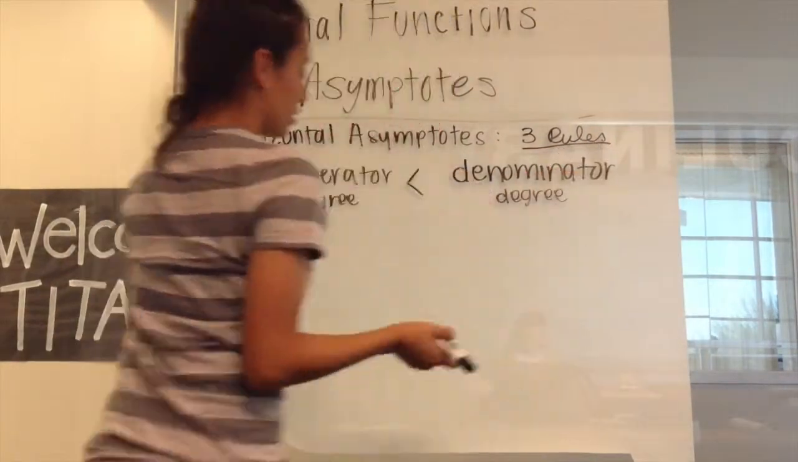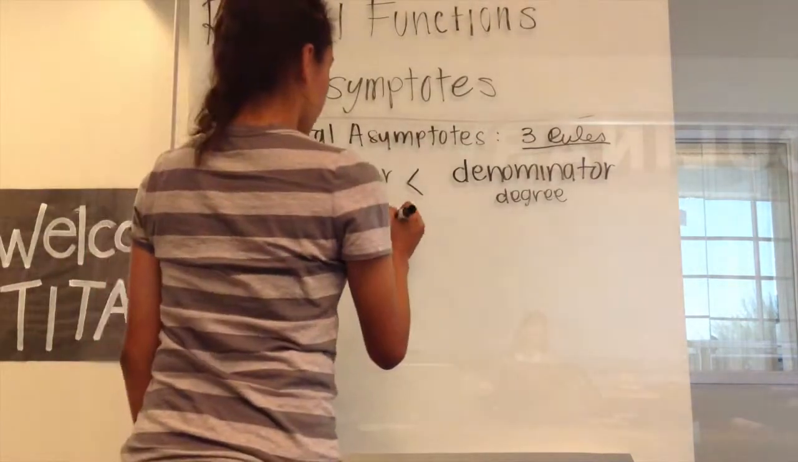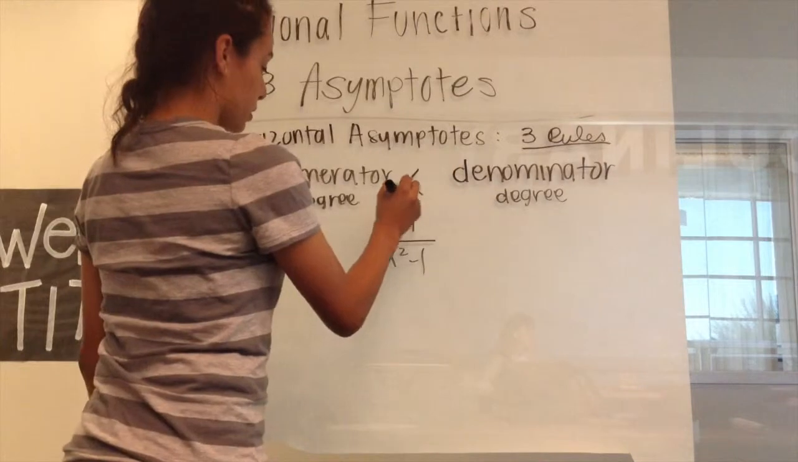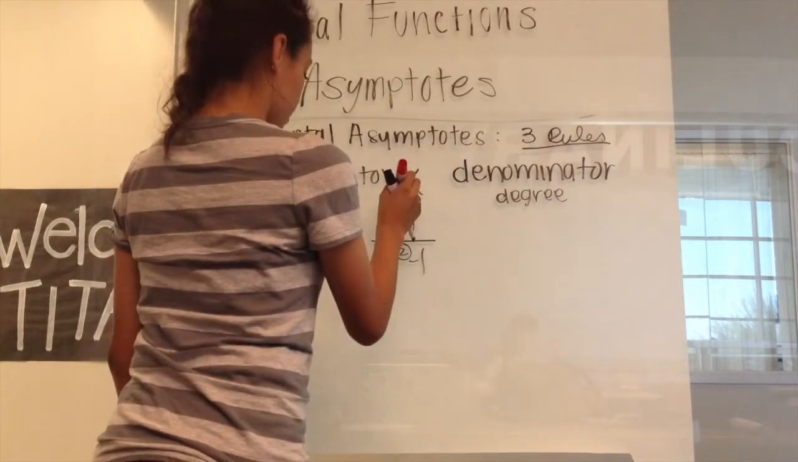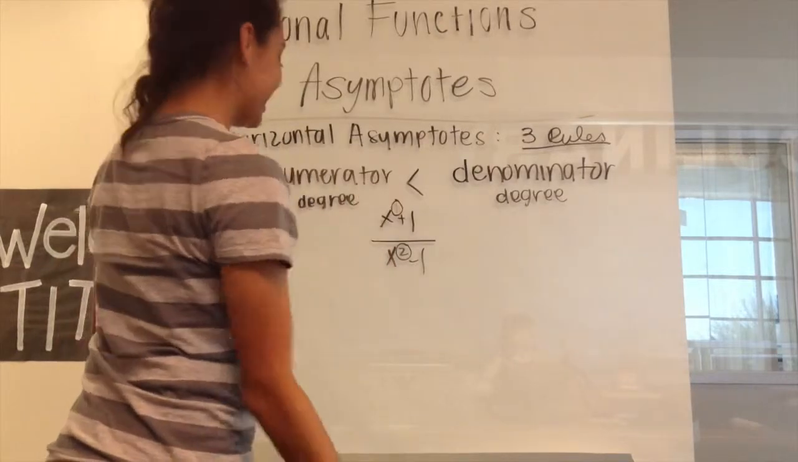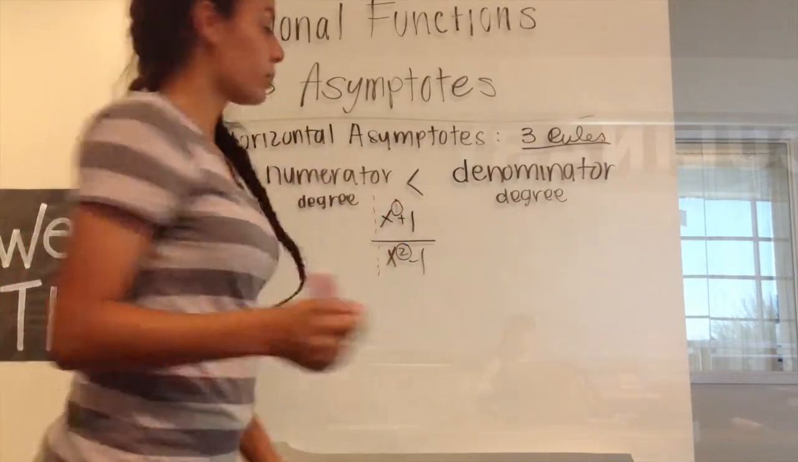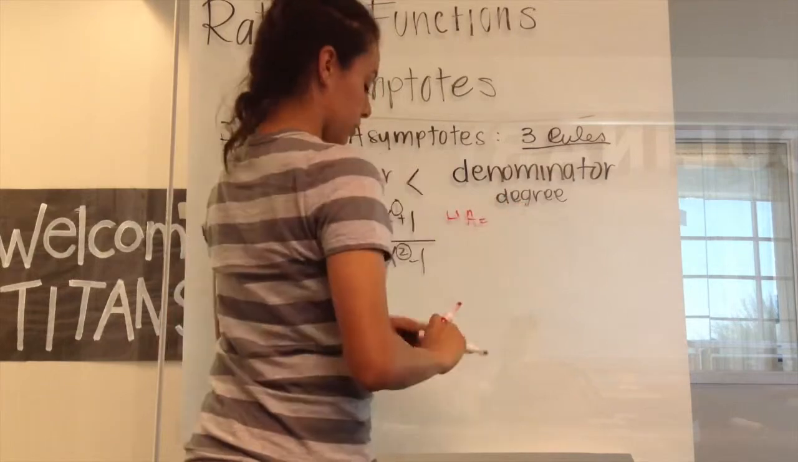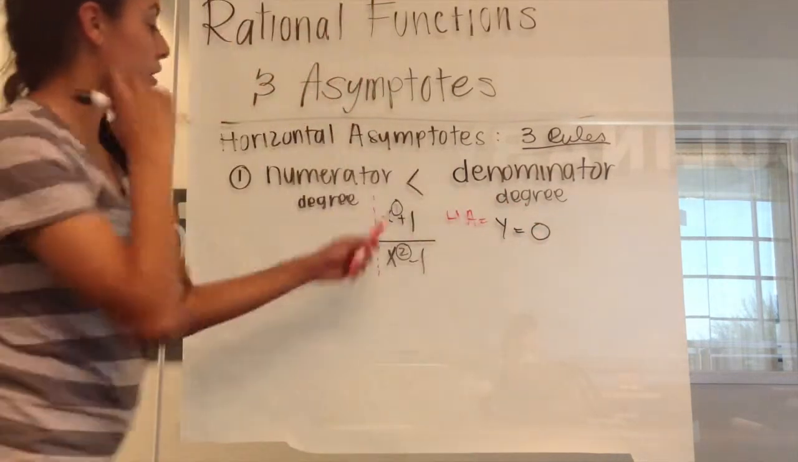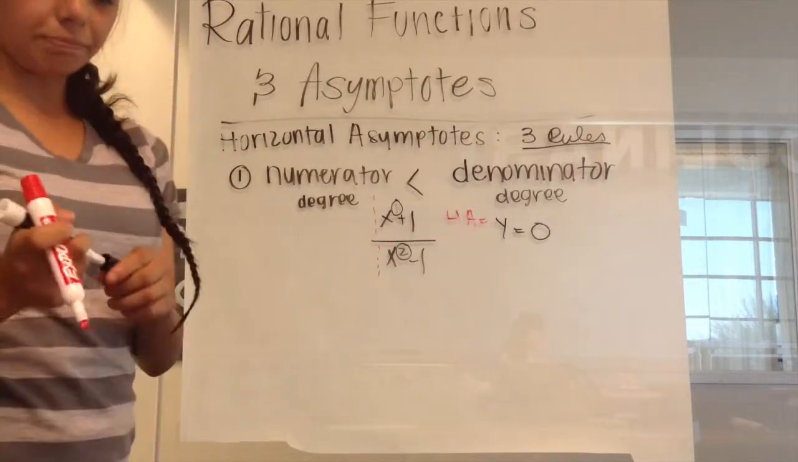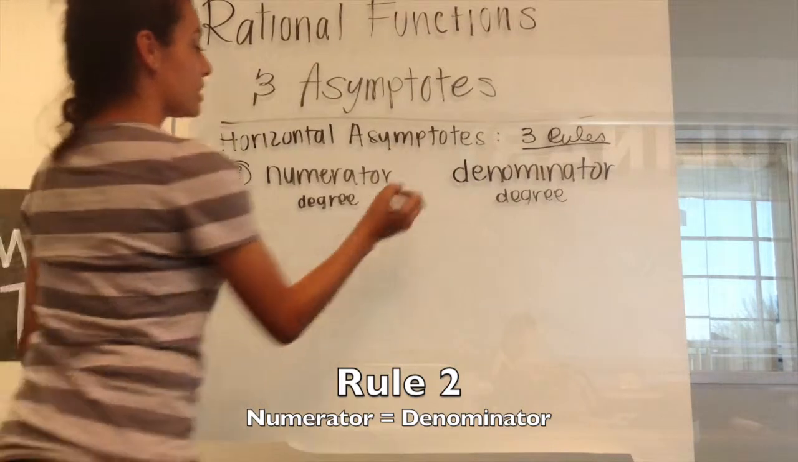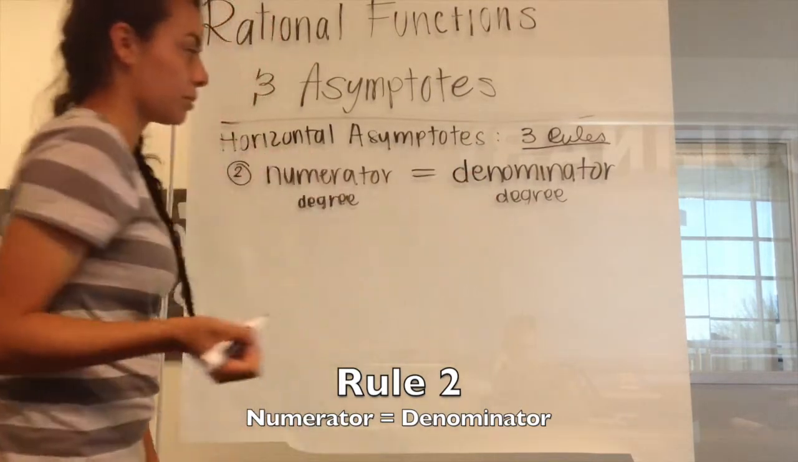So the example we're going to use is x plus 1 over x squared minus 1. What we're really paying attention to is just the exponents. In this case, we have x to the invisible 1 and x to the second power. So our horizontal asymptote is going to be y equals 0. And the reason why y equals 0 is because the one on the top is less than the one on the bottom.